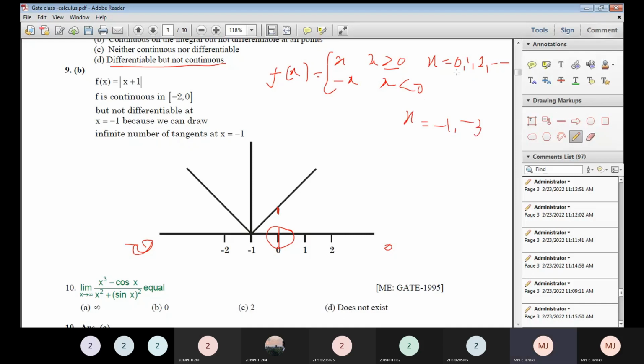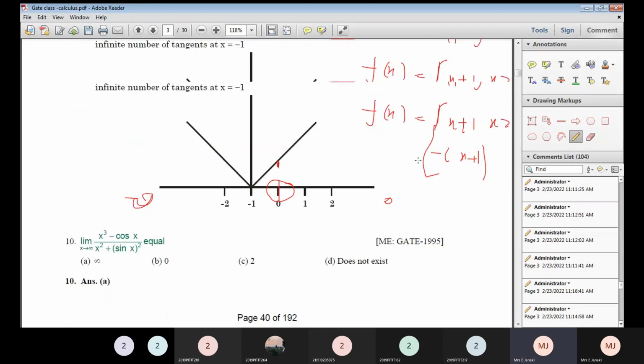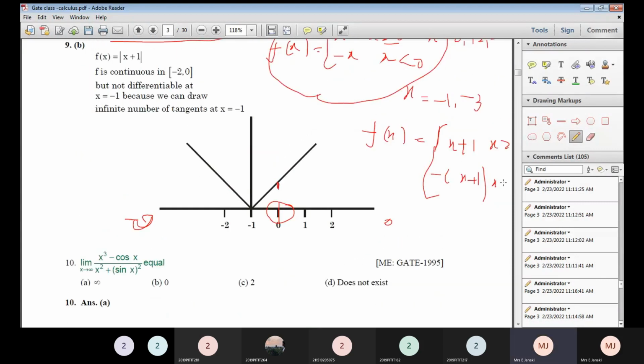When x is equal to 0, substitute here. But this is the general definition: f of x is equal to modulus of x. But here the given problem is f of x equal to modulus of x plus 1. So modulus of x plus 1 takes, first, x plus 1 whenever x is greater than or equal to 0. And the second one is minus of x plus 1, for x less than 0.